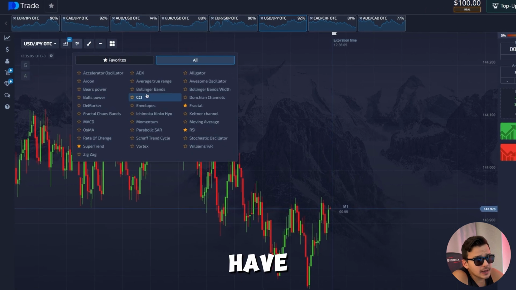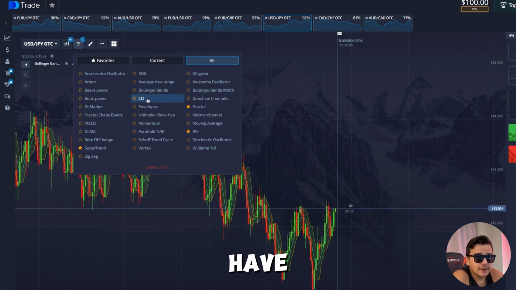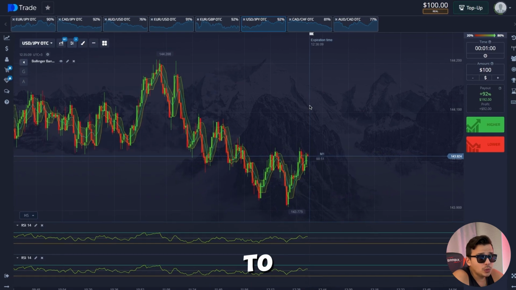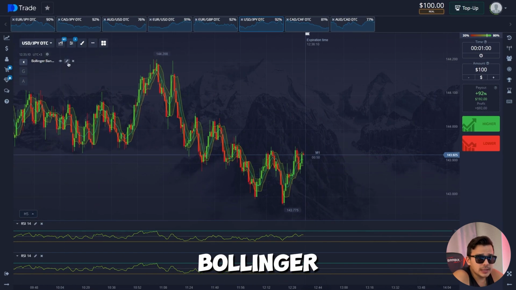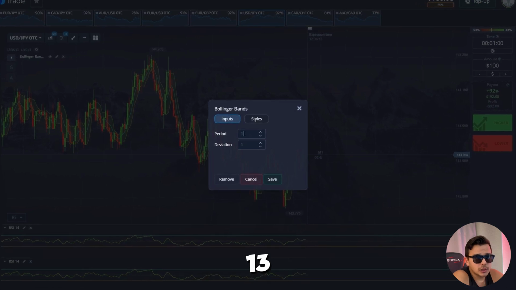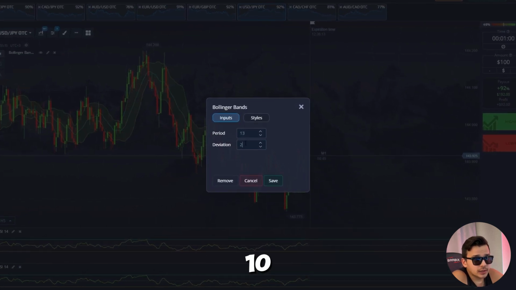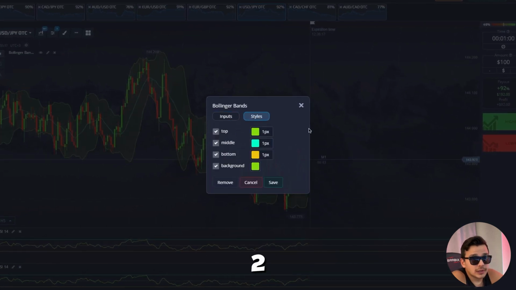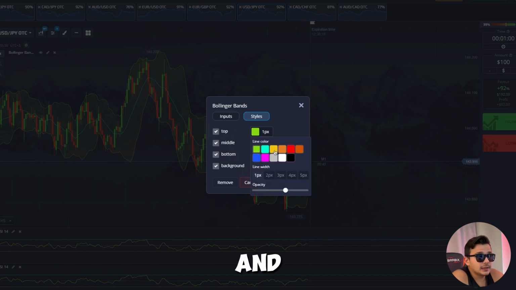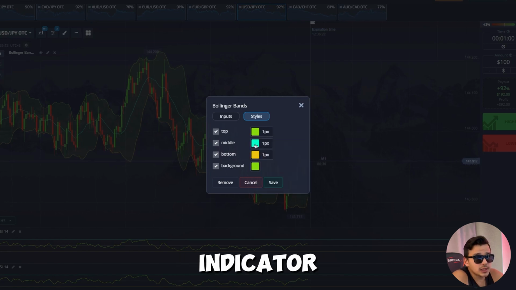Today we'll have Bollinger Bands and we will have 2 RSI. We need to make the settings. Bollinger Bands, period 13, deviation 2. And let's change the visualization of this indicator.